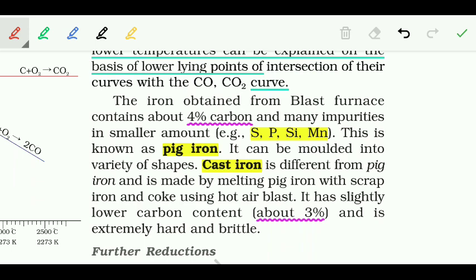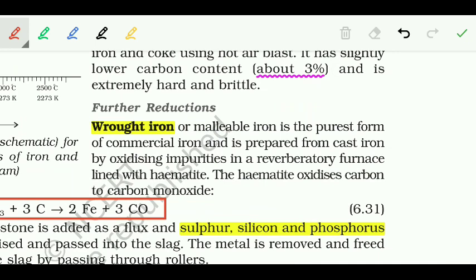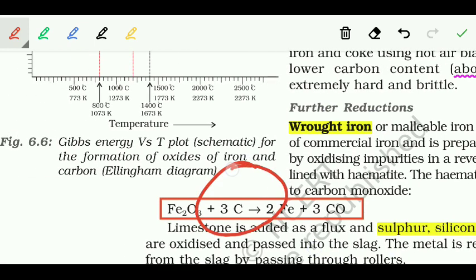Actually, cast iron is extremely hard and brittle. Now the last point, we have further reduction. By further reducing the cast iron, we can get the strongest form of iron, that is wrought iron. Wrought iron or malleable iron is the purest form of commercial iron and is prepared from cast iron by oxidizing impurities in a refractory furnace lined with hematite. The hematite oxidizes carbon to carbon monoxide, meaning the 3% carbon can again get reduced and we get a lower amount of carbon. Actually, this is the purest form of iron.